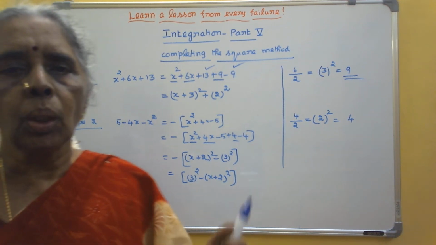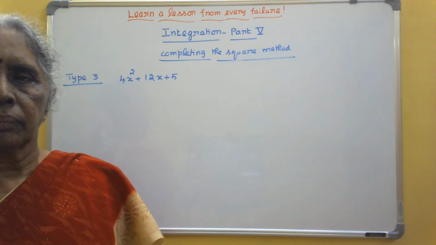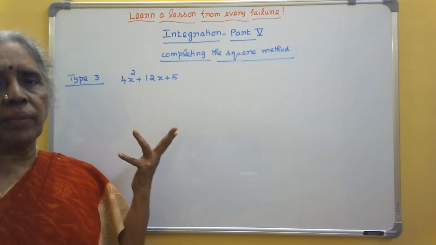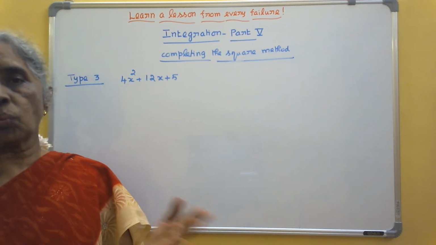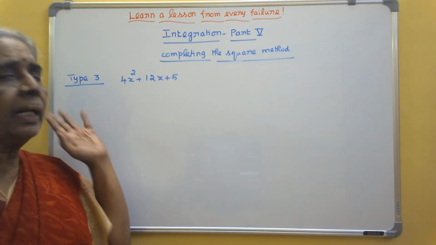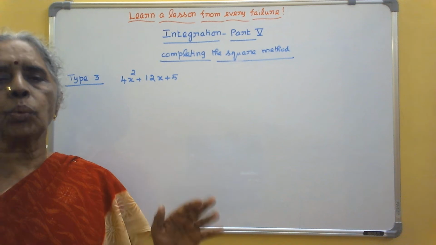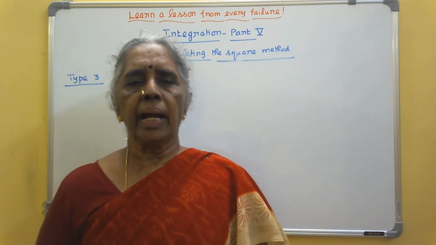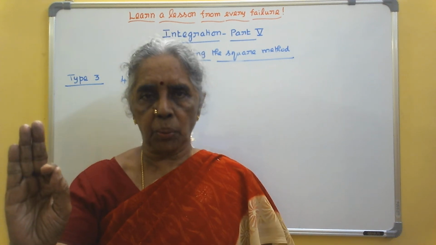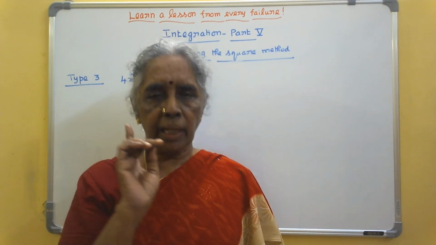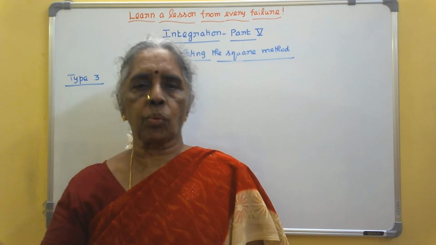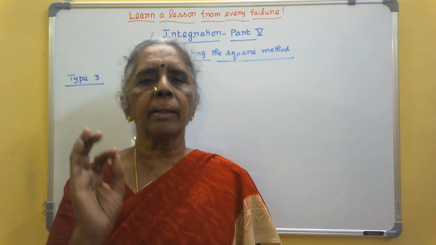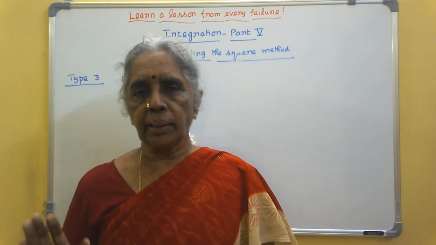Now, I will tell you what is type 3. In type 3, you will have some coefficient, some number other than plus 1 or minus 1 for the x squared. This is the third type. Actually, these are the three types. If you consider any quadratic, I am categorizing it into three types. The coefficient of x squared can be plus 1, the coefficient of x squared can be minus 1, or the coefficient of x squared can be any other number, positive or negative other than 1.